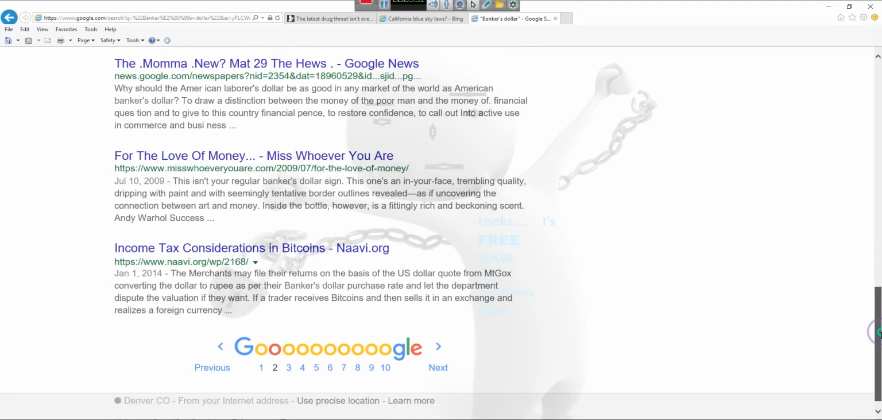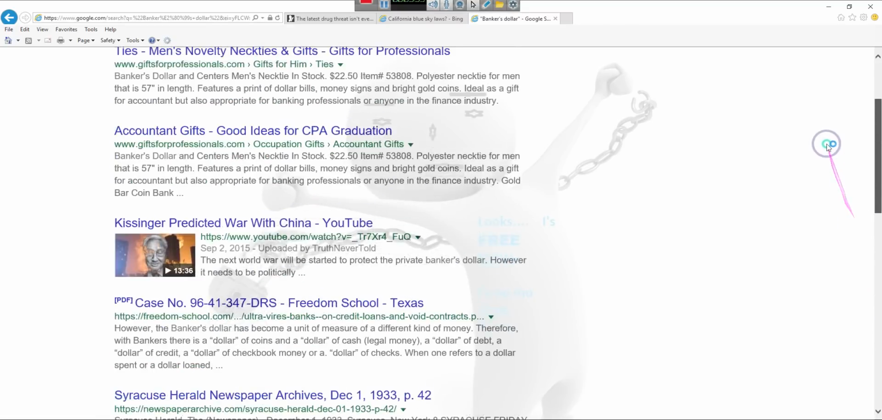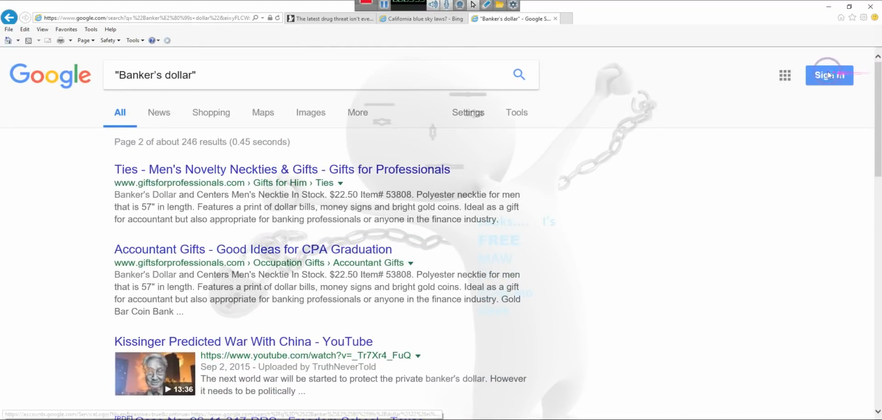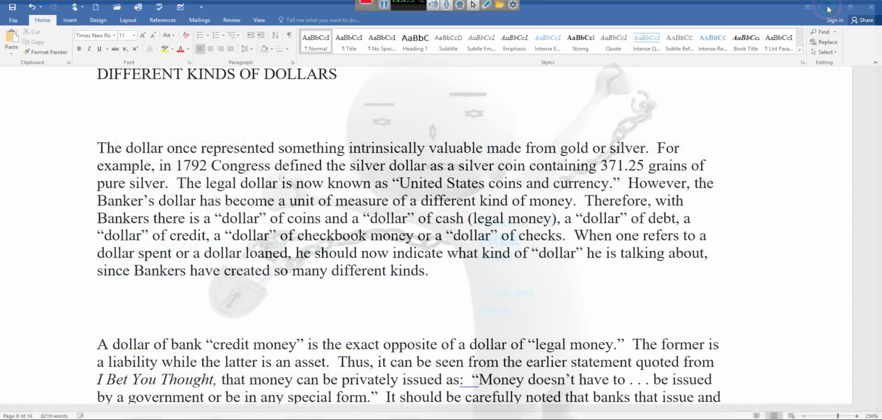Okay, ladies and gentlemen. So bankers' dollar is not an official term. It's not a term that you're going to find in any law book. Okay, let's see what they said bankers' dollars are. Bankers' dollars has become a unit of measure of a different kind of money. Therefore, with bankers, there's a dollar of coins and a dollar of cash. Legal money.